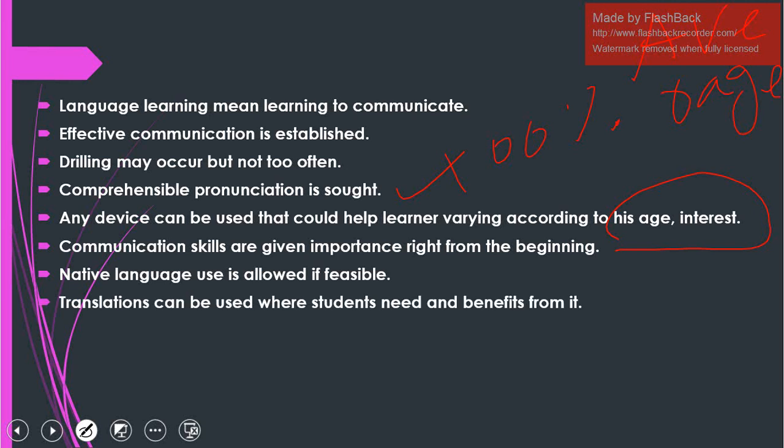Translations can also be used where students need and benefit from it. If it saves time, and if it saves them from so much hard work and tedious situation, then it's okay to translate a concept in their native language.